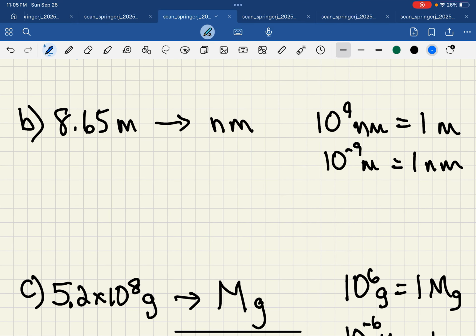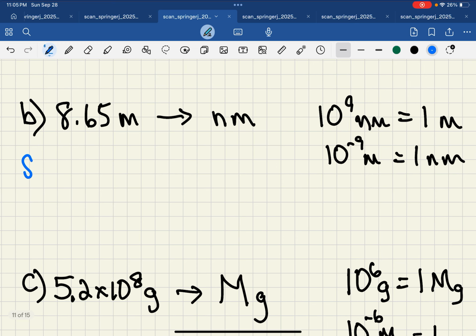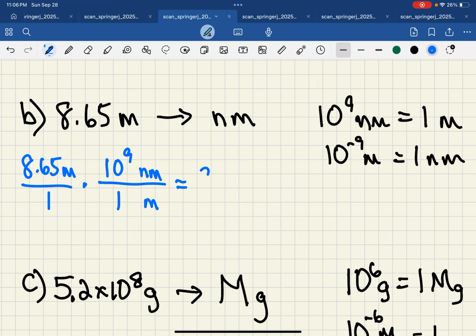All right, so the next one, we're turning meters into nanometers. Now we definitely need the scientific notation, 10 to the 9th nanometers or 10 to the negative 9th meters. So I'm going to start with my 8.65 meters. Put that over 1 if you want. Then I need meters to be on the bottom and nanometers on top. I like to work with positive exponents, so I'm going to say 10 to the 9th nanometers is 1 meter. And I just smushed all this together. 8.65 times 10 to the 9th. Meters cancel. Nanometers is the answer. It's just that easy.